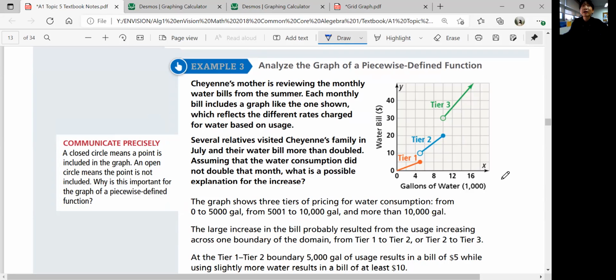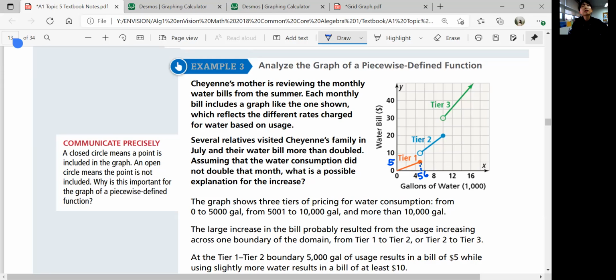And now we need to analyze. Okay, so look at the graph. The y-axis represents the water bill. The x-axis represents the gallons of water by 1,000. So from 0 to that's 6, so that must be 5, right? 5,000 is tier 1. And water bill is from 0 to $5.